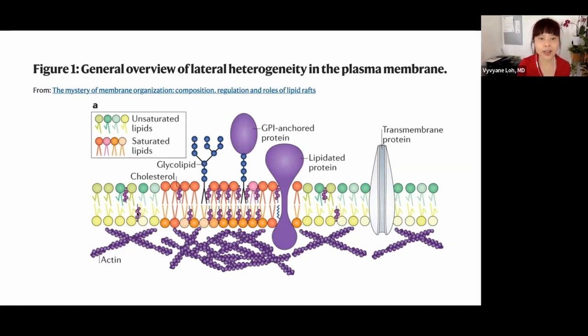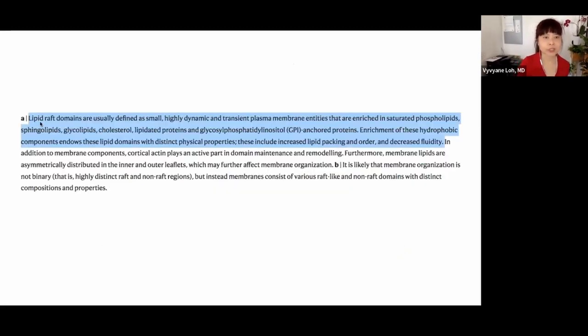Now, take a look also at the cholesterol. You will see that there's a lot of cholesterol within the raft structure, okay? And much fewer cholesterol molecules outside of the raft. So rather than have a little bit of free cholesterol, the raft structures are actually packed with cholesterol and sphingolipids. And we'll see here, lipid raft domains are usually defined as small, highly dynamic, and transient plasma membrane entities enriched in, here we go, saturated phospholipids, sphingolipids, glycolipids, cholesterol, and so forth.